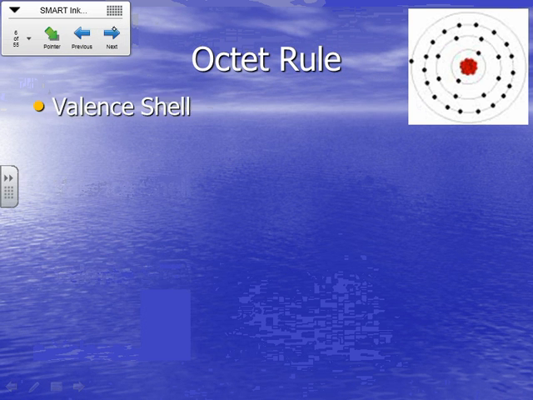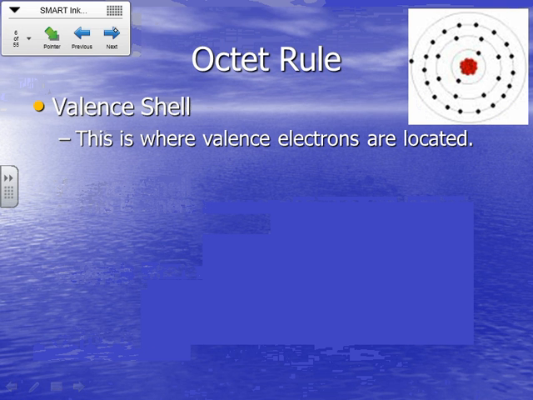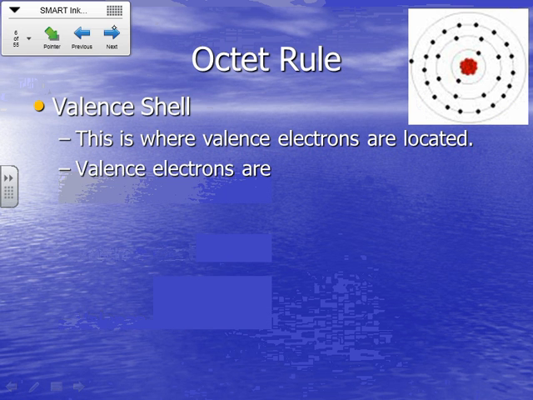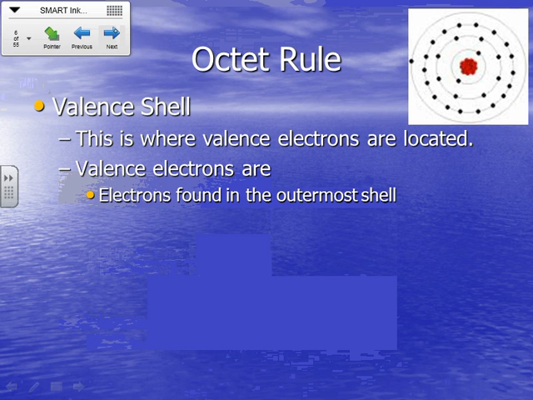All right, so let's talk a little bit more about the valence electrons here. Okay, the valence shell is where the valence electrons are located. In other words, it's the outermost shell. Okay? So valence electrons are electrons found in the outermost shell.